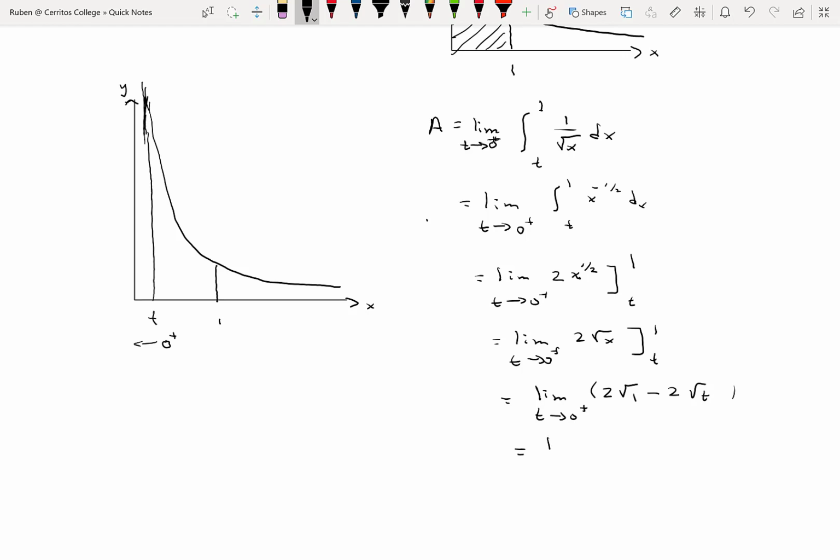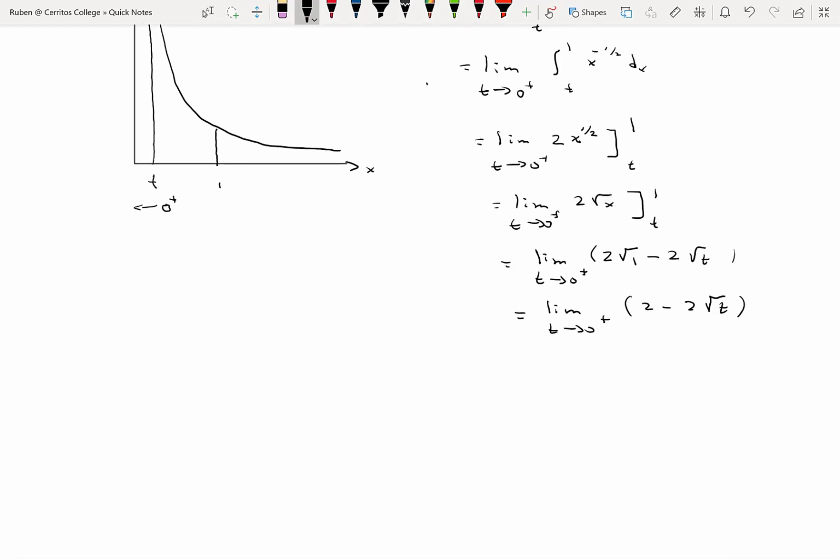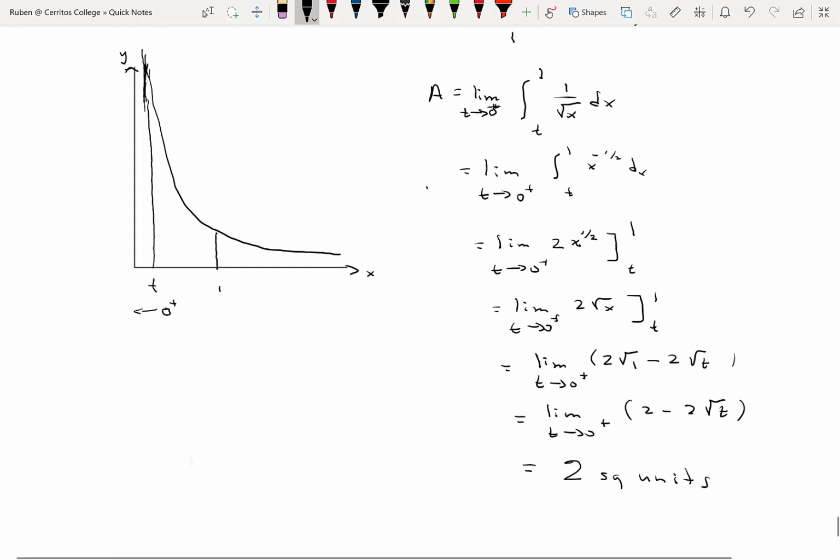The square root of 1 is 1, so this is the limit as t approaches 0 from the right of 2 minus 2 times the square root of t. So, to evaluate this limit, finally, as t approaches 0 through positive numbers, the square root gets small, so the square root approaches 0, and we have an area of 2 square units. So this, again, is an example of a type 2 improper integral.